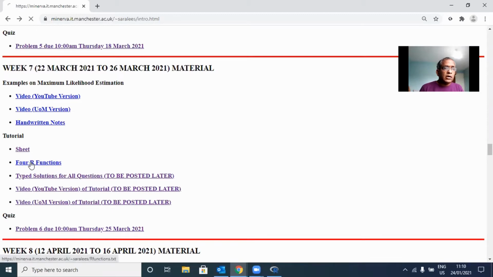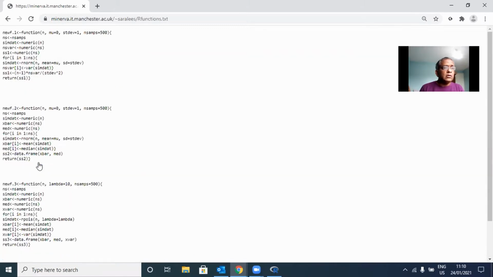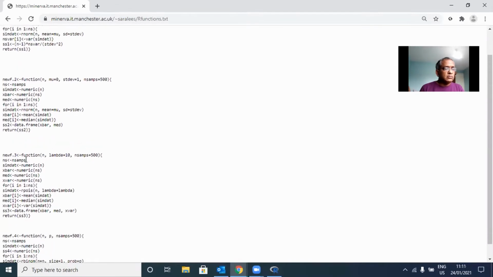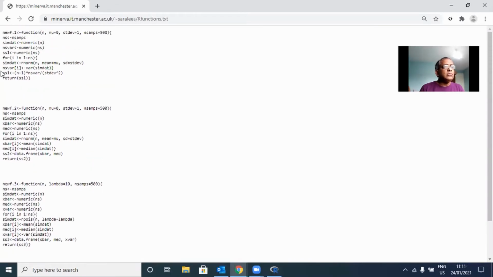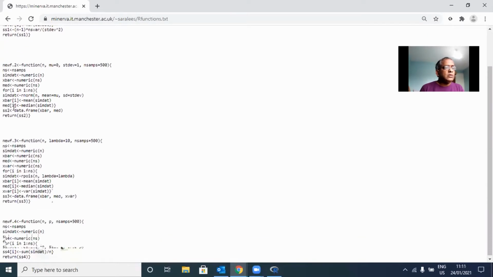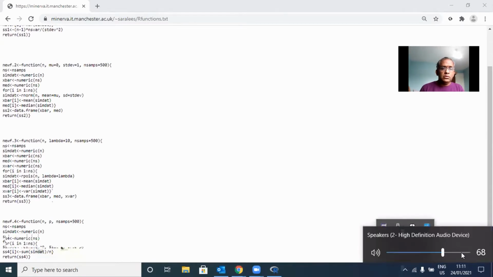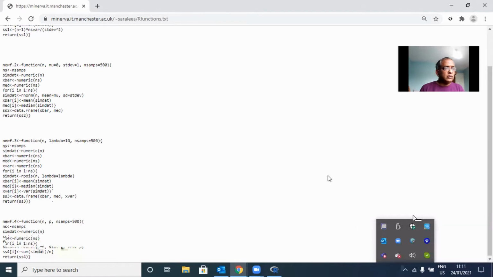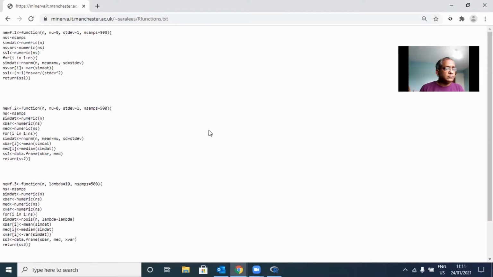There are 4 R functions. If you just click on this link, you will get this. As you can see, there are 4 functions here. The first one is called new f.1, the second new f.2, then new f.3, and finally new f.4. So let's start with the first one.